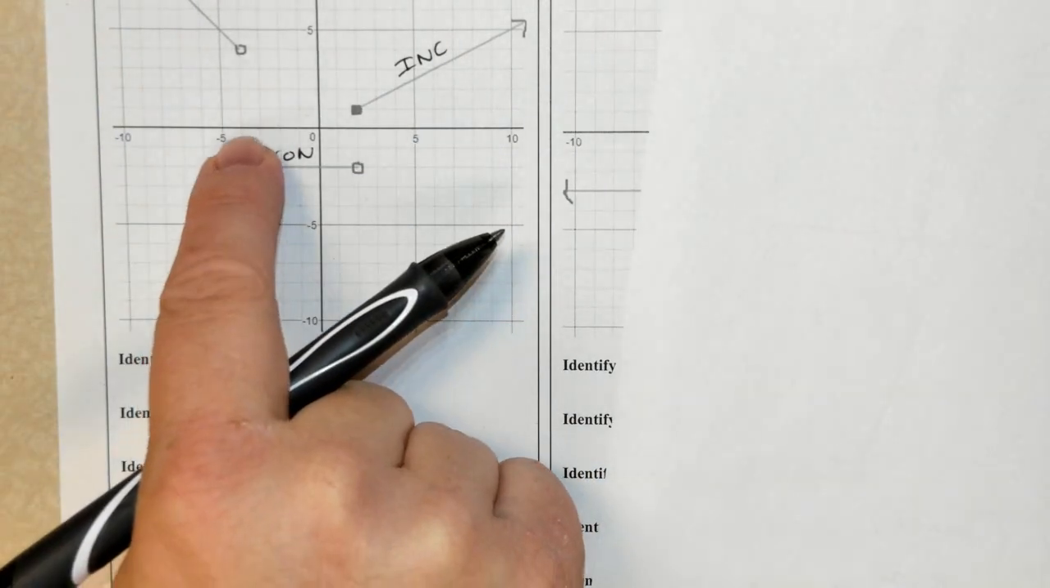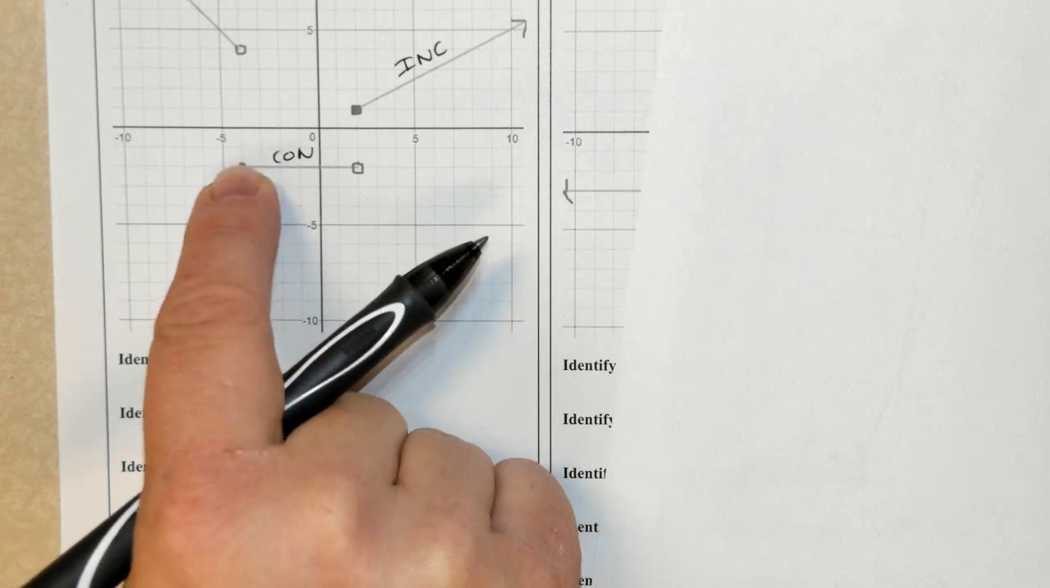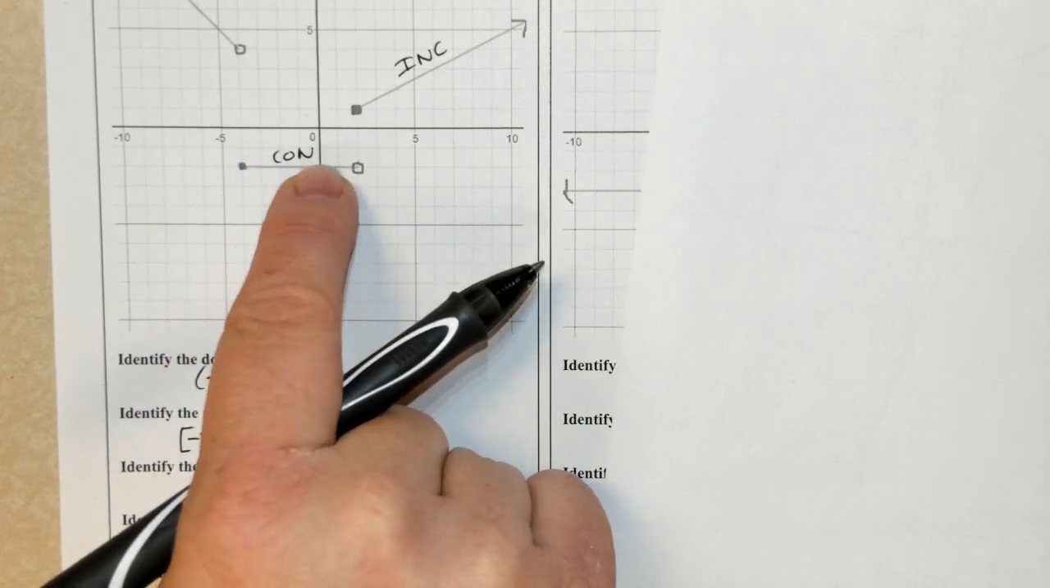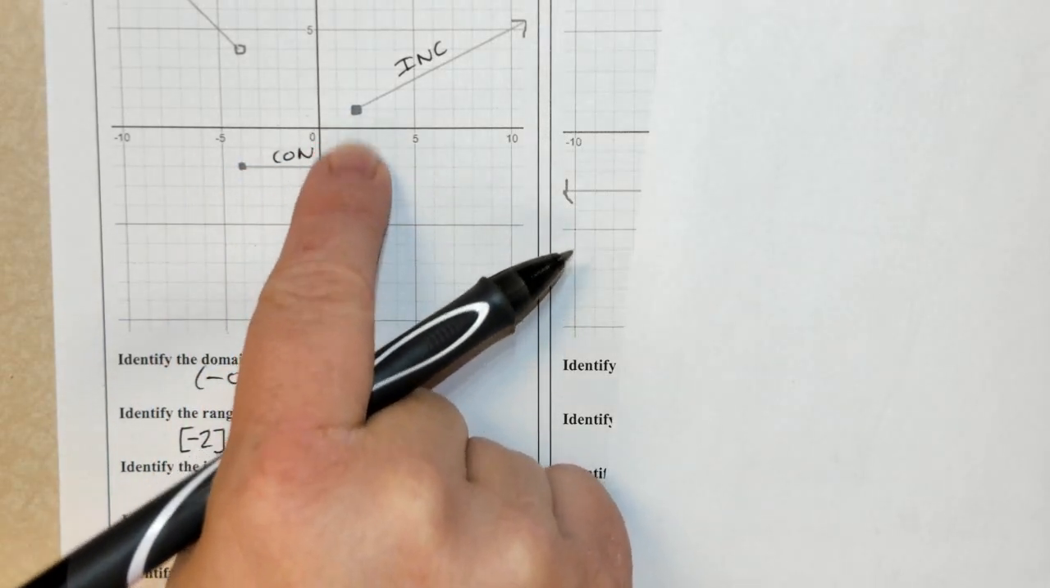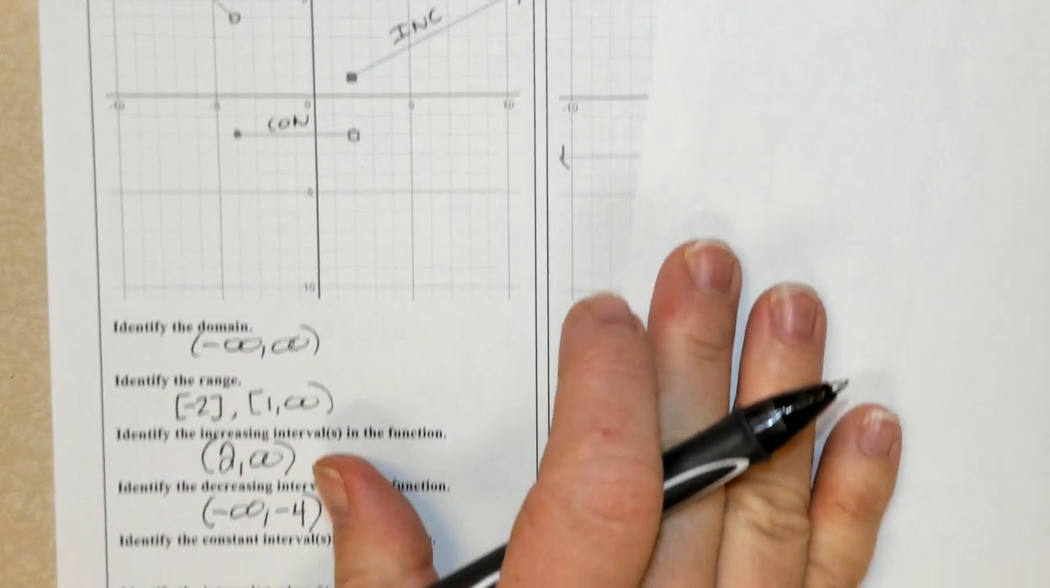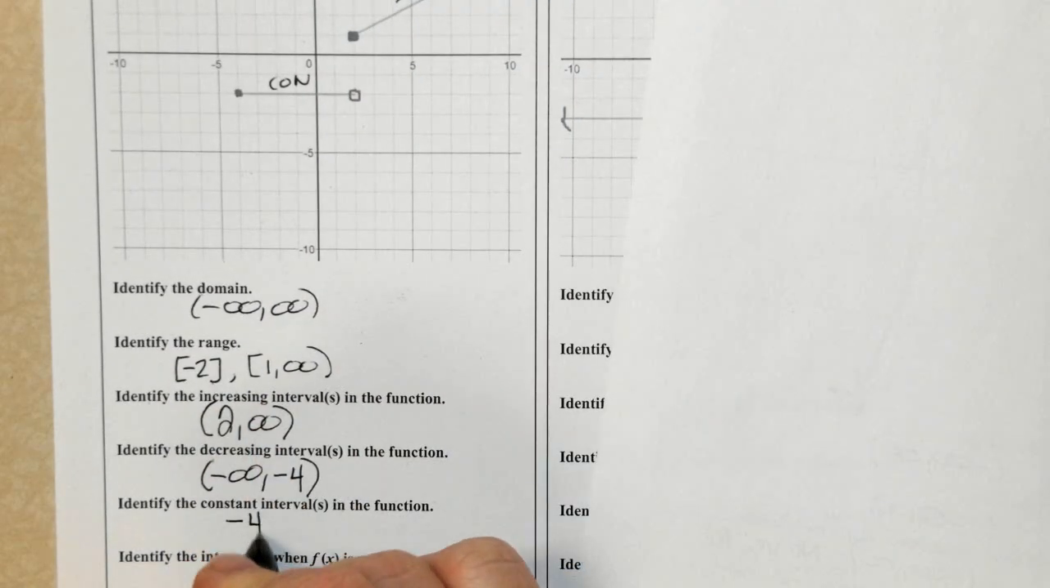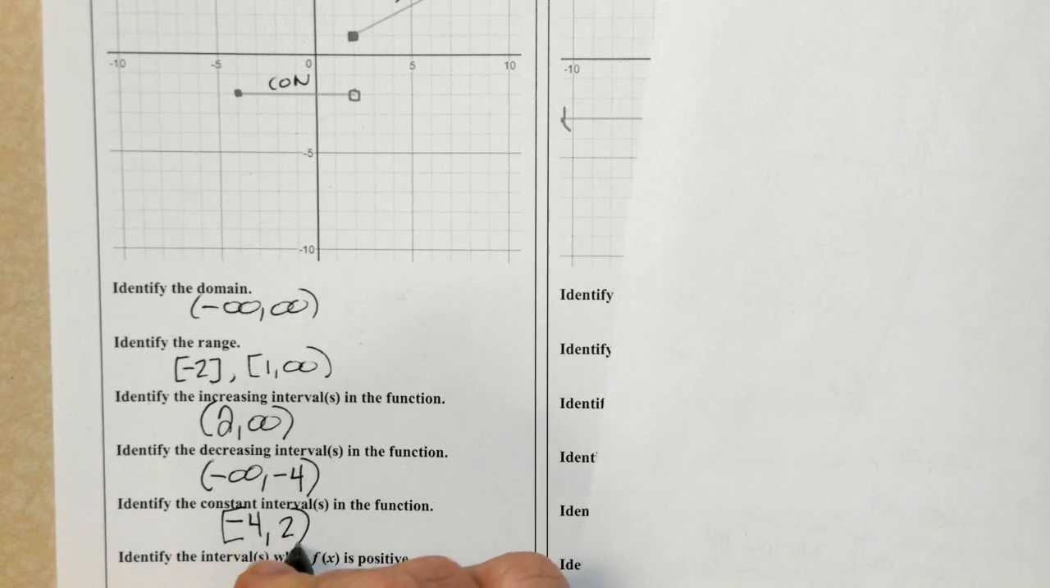Now, the constant. It is constant here. It is constant at -4, and it continues to be constant until it gets to a value of +2. But notice +2 has a circle. So from -4, we include that all the way to an x value of +2.